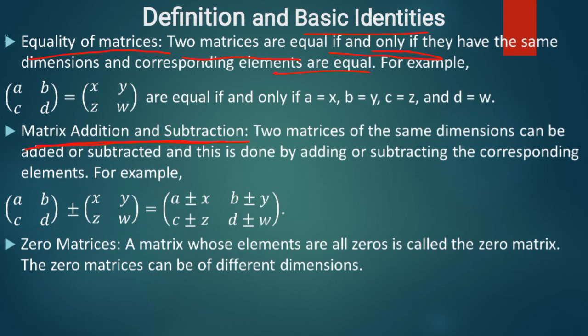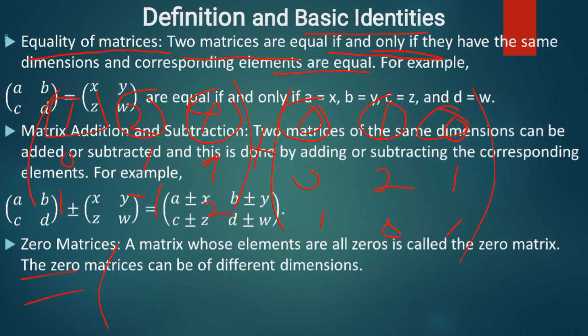So for a 3 by 3, let me see how we can put it. Say you have 1, 2, 4, 0, 1, 9, 1, minus 1, 2. And you want to add it to another matrix, or subtract another matrix, 0, 1, 0, 0, 2, 1, 1, 0, 1. All you do is add 1 plus 0, which is the same location, 2 plus 1, and 4 plus 0. You keep adding them to get your 3 by 3.